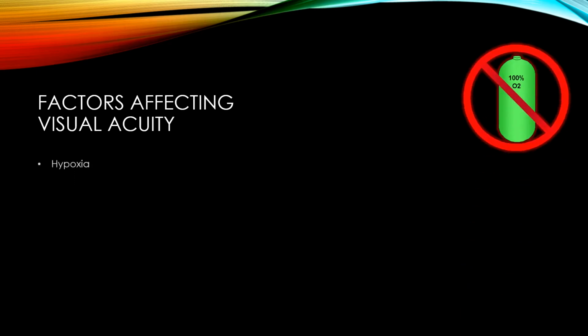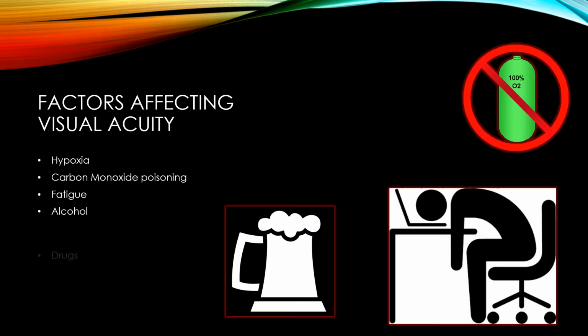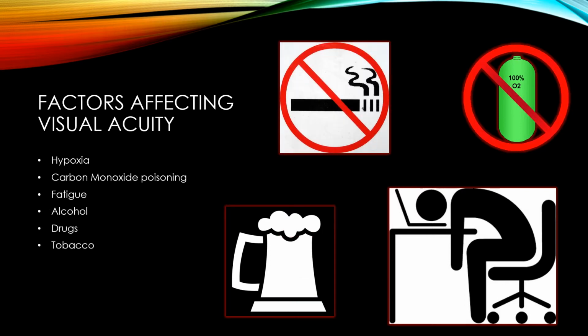Talk about factors affecting visual acuity. So there's hypoxia, carbon monoxide poisoning, fatigue, alcohol, drugs, tobacco, nutrition deficiency. All these factors can affect your vision.